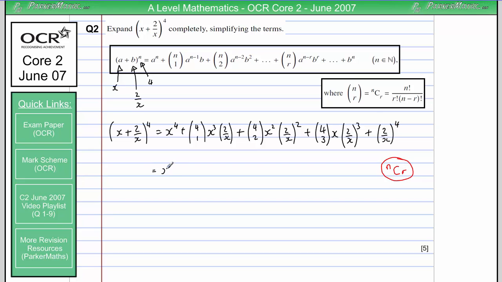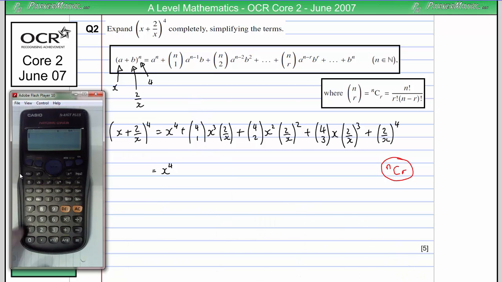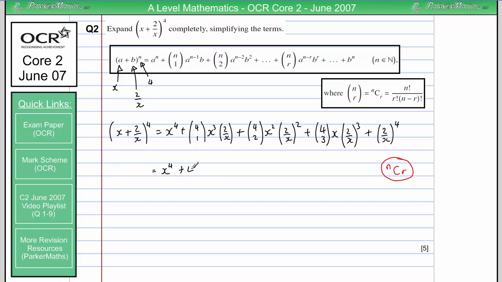So we will get x to the power 4. This bracket here means 4 choose 1. To get that on our calculator, we're going to press 4. The choose button for my calculator is just above the divide button, so I'm going to press shift, divide, and it should say 4C1 or something similar on your calculator. If I press equals, that gives me 4. So this is going to become plus 4 times x cubed times 2 over x.